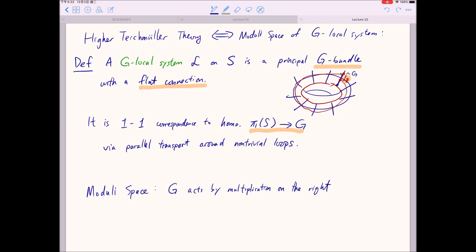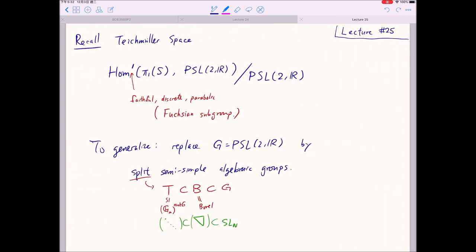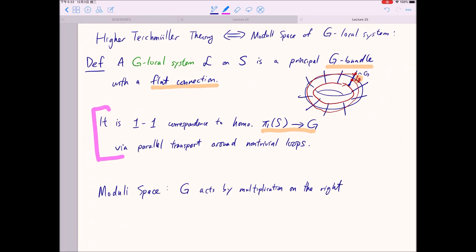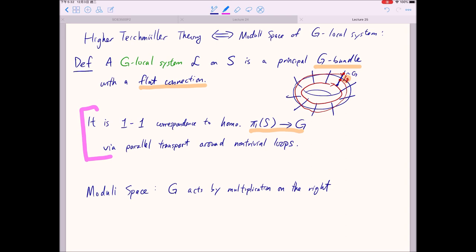In any case, this remark here is precisely the philosophy behind how we generalize the usual type Teichmüller space to higher rank or arbitrary G. And somehow we actually forget about these conditions. We just look at any homomorphisms and study this moduli space.